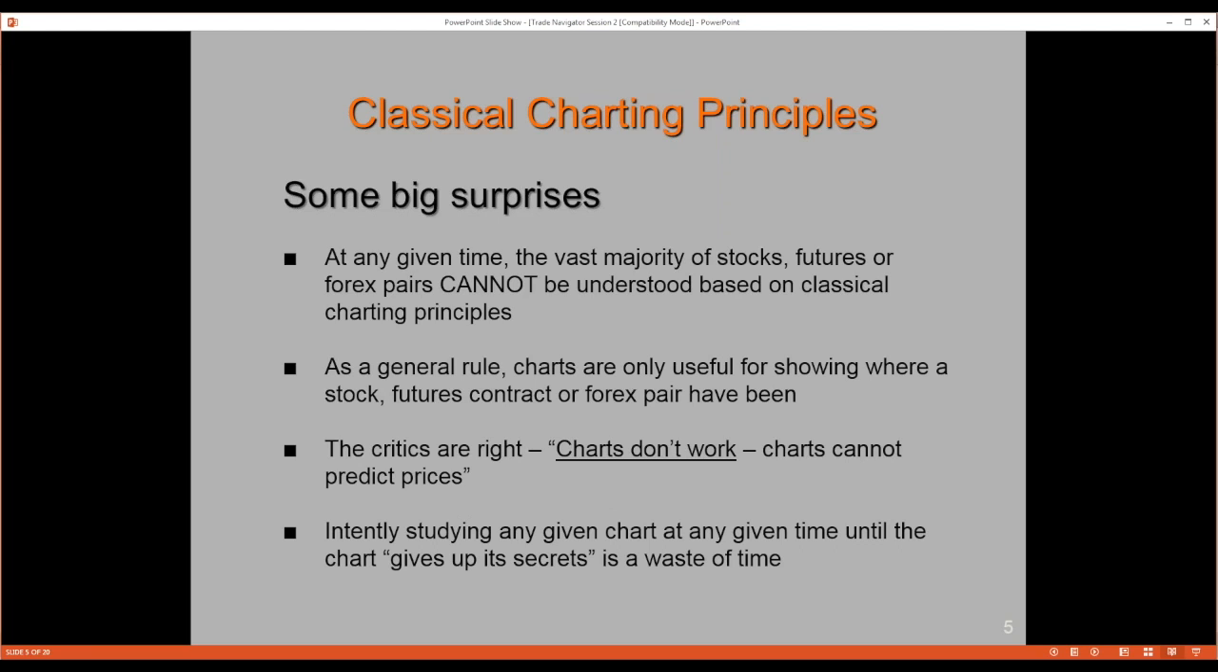And again, coming back to it, intently studying any given chart at any given time until the chart gives up its secrets is a waste of time.